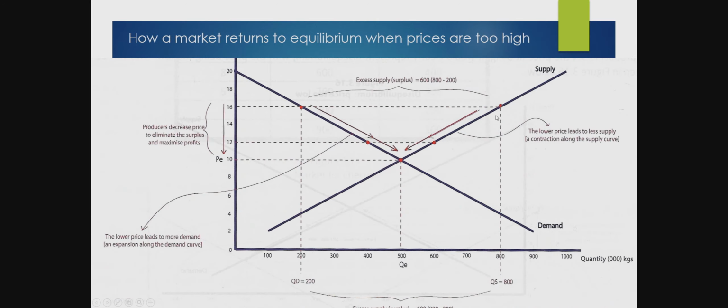Same when prices are too high. We have a disequilibrium here where we have a surplus. There's 800 available, but only 200 units being demanded. Prices will keep dropping until supply contracts and demand expands to a point where about $10 and 500 units is the equilibrium point. So we've gone back and reviewed what we covered last lesson.